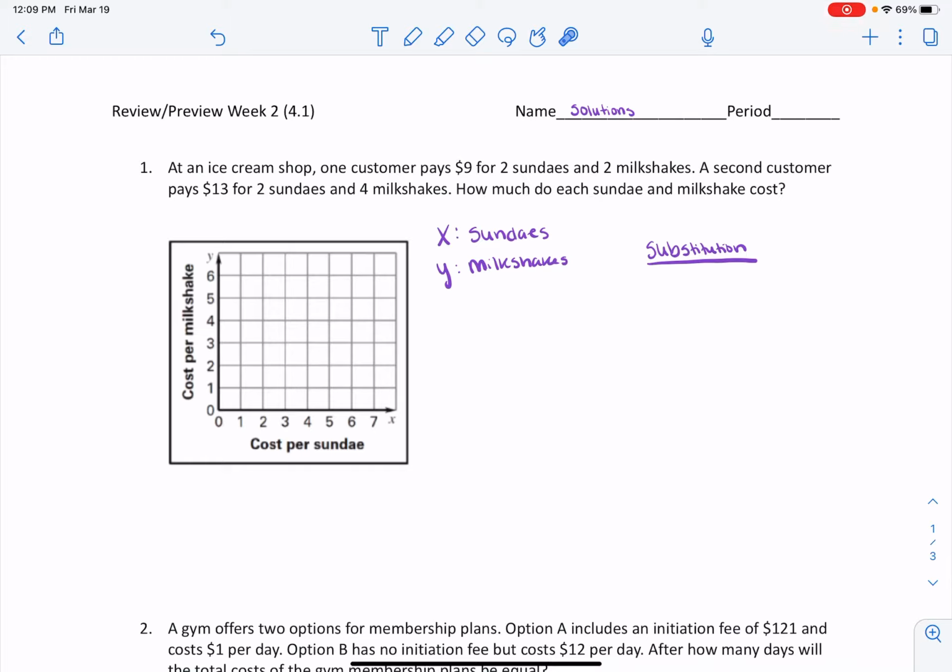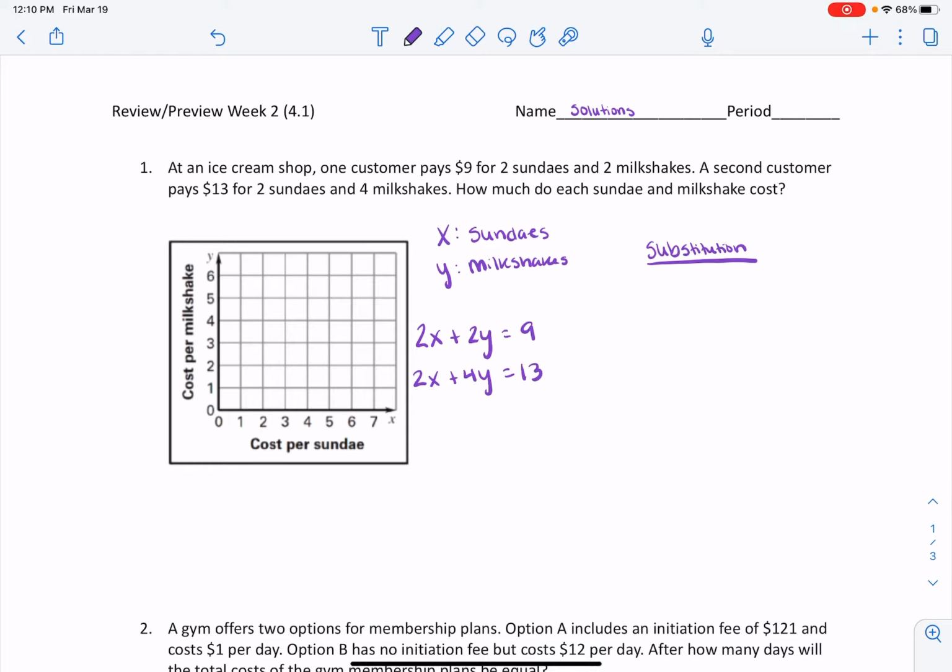First, let's label our variables. So we'll have X be sundaes and Y be milkshakes. And we also need to write our equations. So the first customer bought 2 sundaes and 2 milkshakes, and they paid $9. And the next customer bought 2 sundaes and 4 milkshakes, and they paid $13.